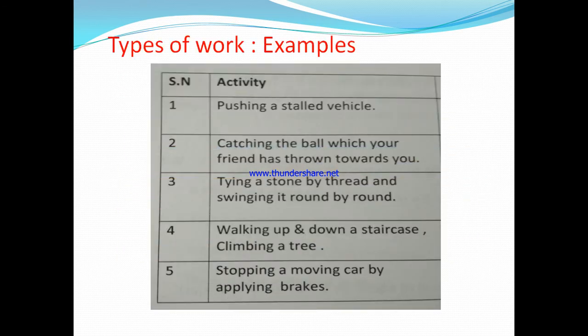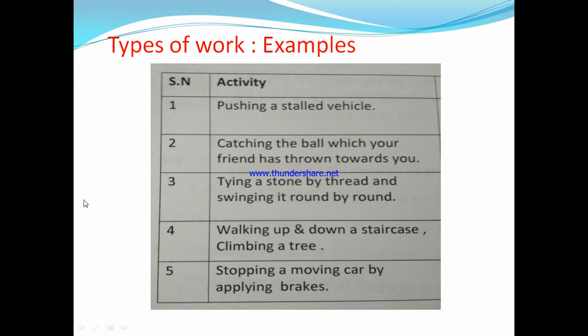In the last PowerPoint presentation, we have seen there are basically three types of work. One is positive work, second is negative work, and third is zero work. Positive work is that work in which the force is applied and the displacement takes place in the direction of the force. Negative work is that in which the force is applied and the displacement takes place in the reverse direction of the force. It means the force and the displacement are exactly opposite to each other.